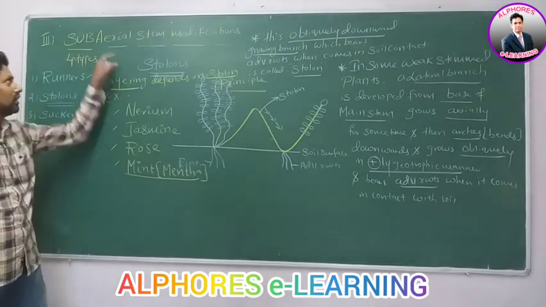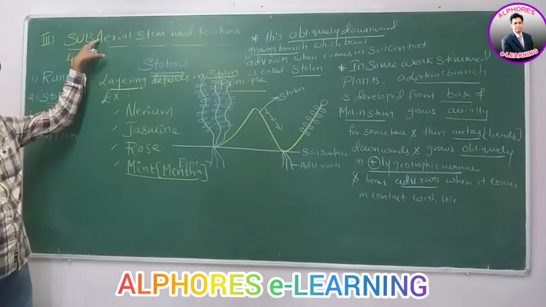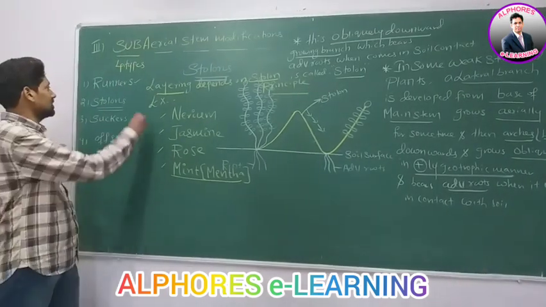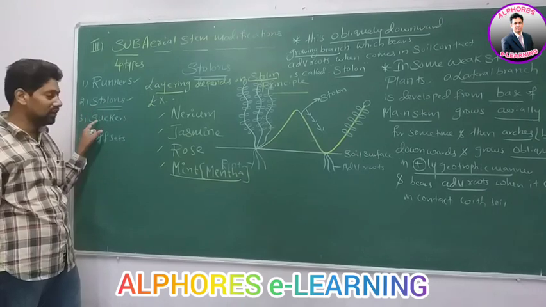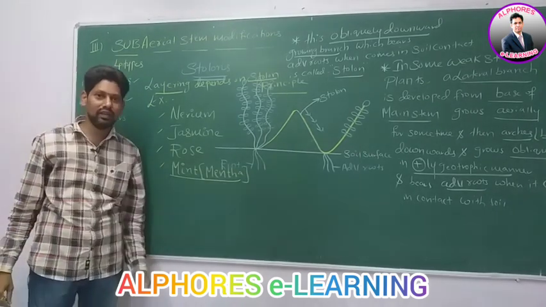Therefore, in subaerial stem modifications, we completed the first two, that is, runners and stolons. Right? The remaining two we'll discuss tomorrow. Is it okay? Right? Thank you.